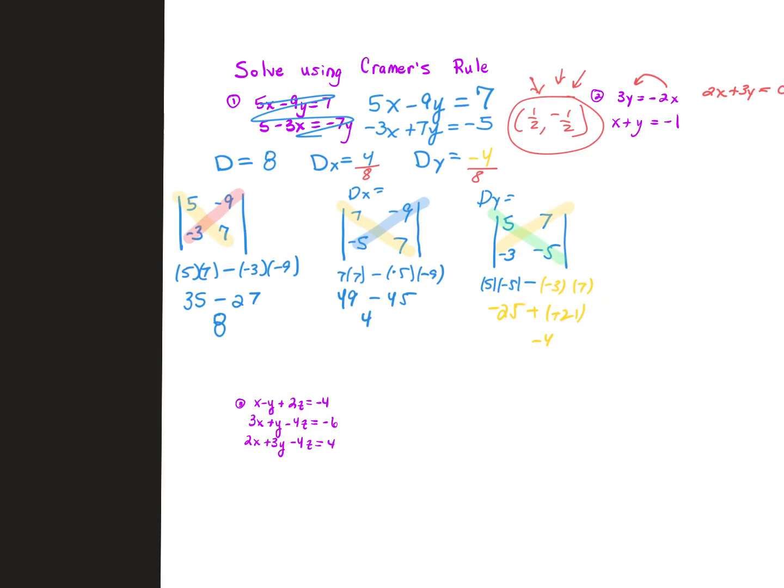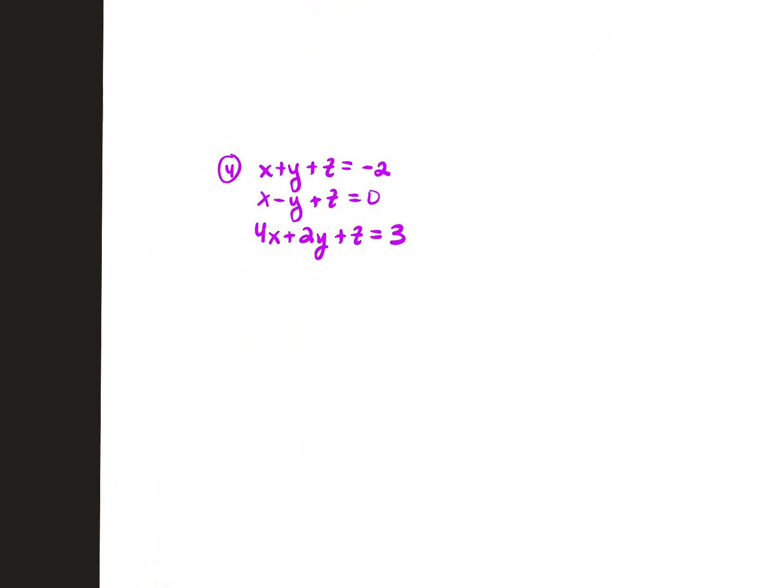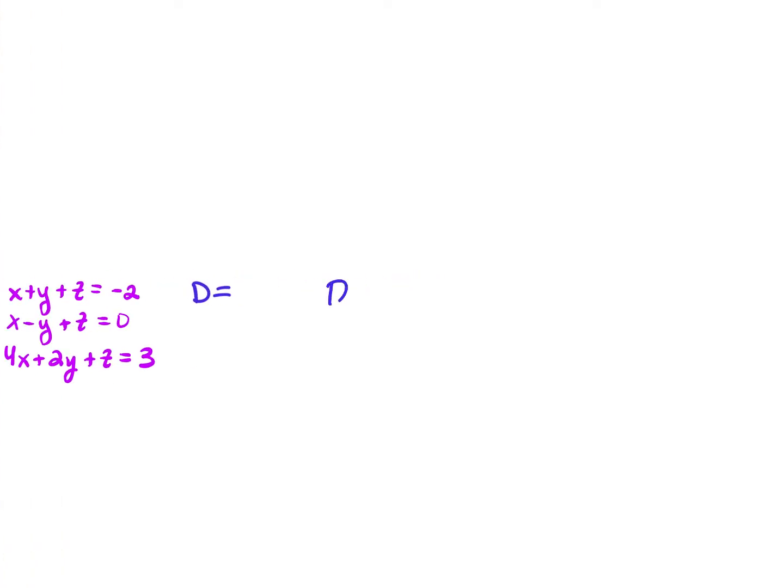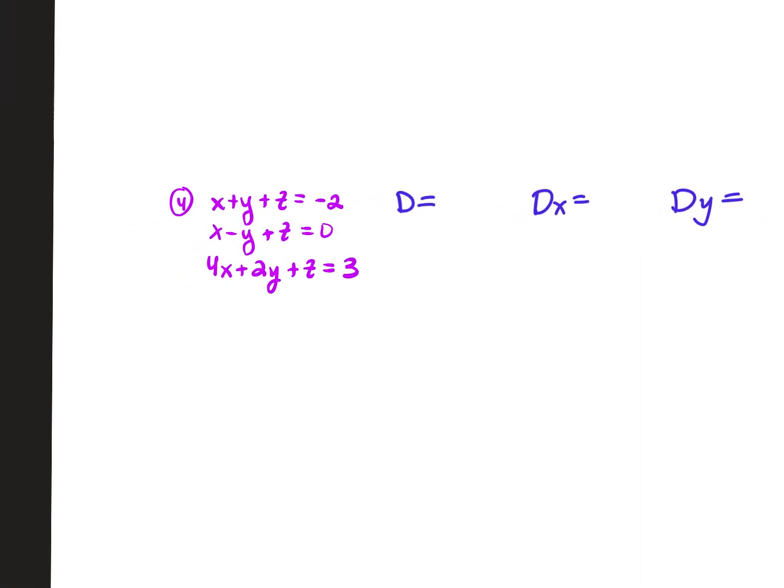All right, let's scoot on down. Let's do number 4. This is a little longer process, but nothing we can't handle. Again, this is a 3 by 3. Why is this a 3 by 3? There's an ordered triple. I have 3 equations and 3 variables. So I need to find my determinant itself. I need to find d sub x, d sub y, and d sub z. If you stay organized, this is super easy.